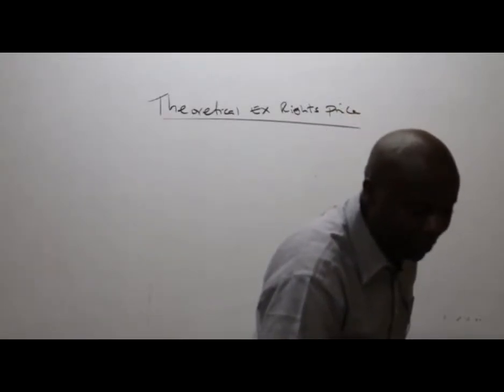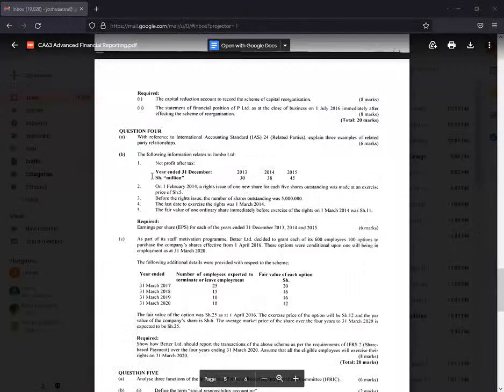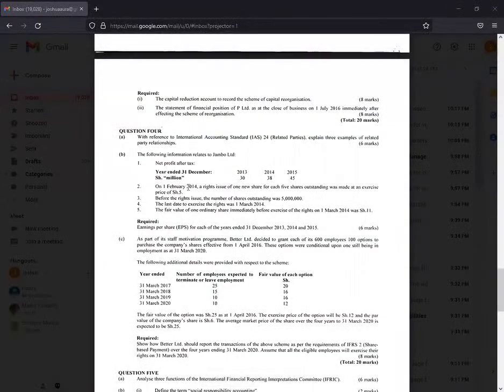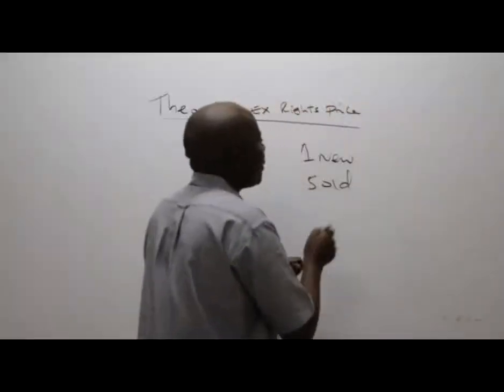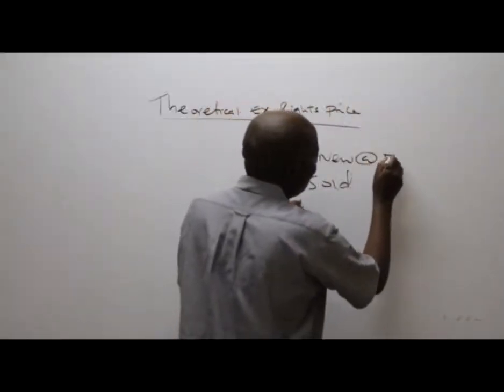I can see students are giving me very many formulas. I can see on 1st February 2014, a rights issue of 1 new share for each 5 shares outstanding. So for each 5 old shares, 1 new share was made at an exercise price of 5. So the new share is going for shillings 5.